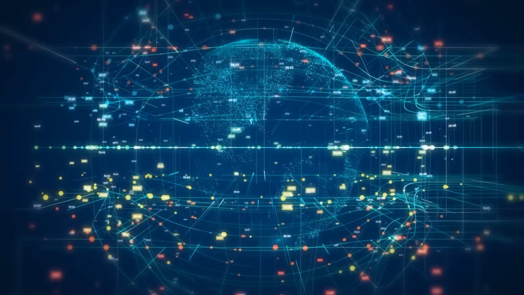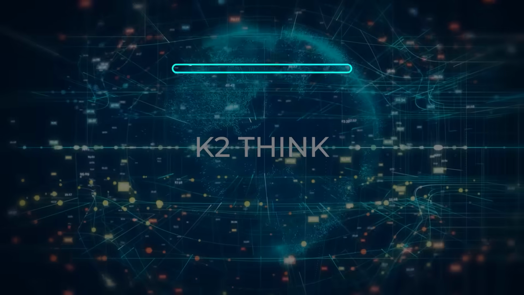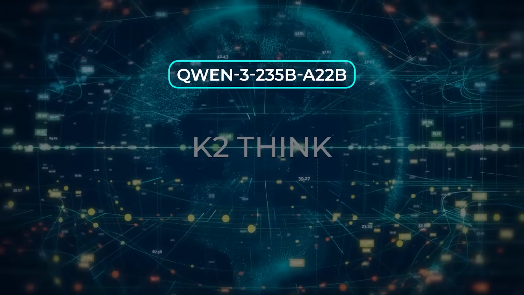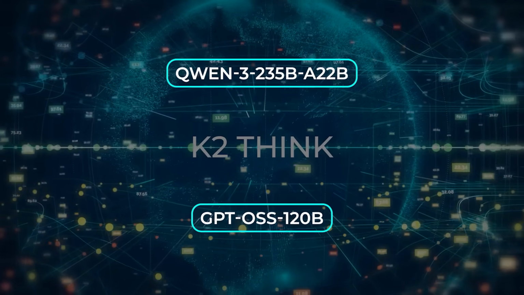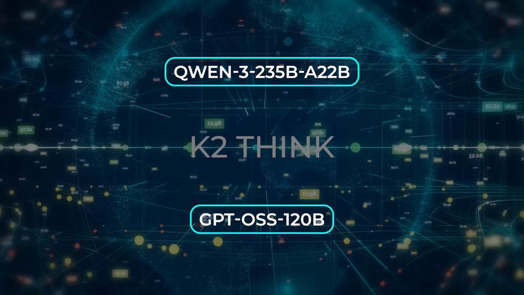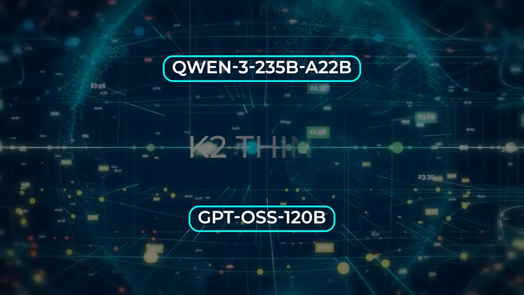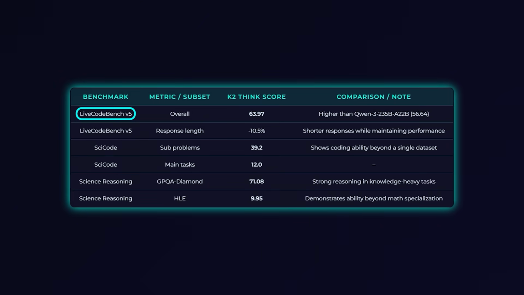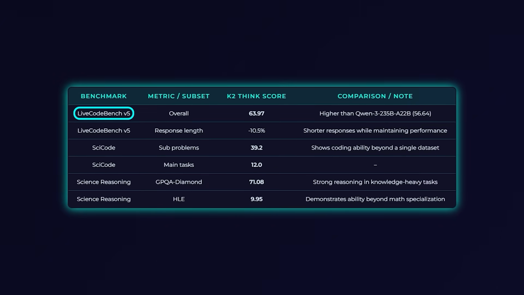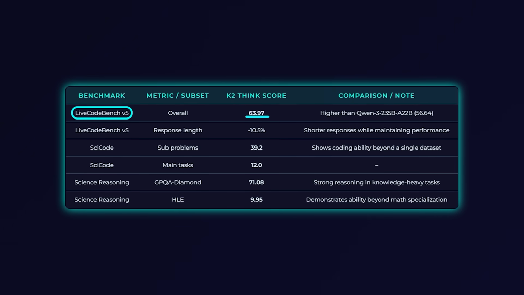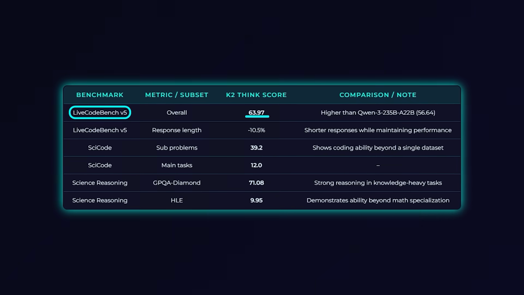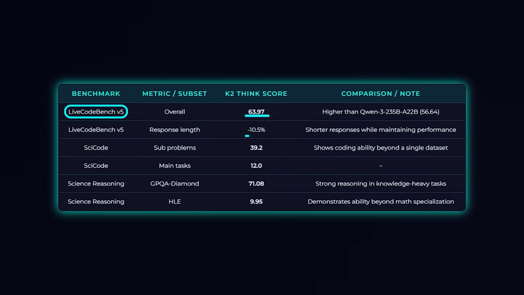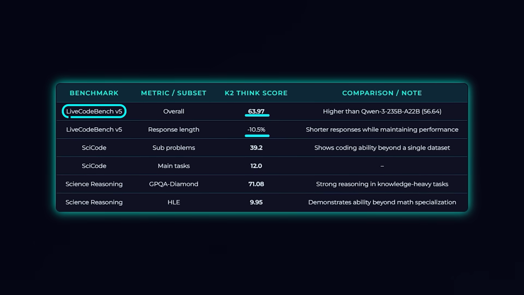And compared to other systems, its answers are actually shorter than Qwen 3, 235B, A22B, and in the same range as GPT-OSS-120B. Which makes these efficiency gains even more impressive. The pattern holds outside of math too. On LiveCodeBench V5, a major coding benchmark, K2 Think scored 63.97, ahead of Qwen 3, 235B A22B at 56.64, while also cutting response length by 10.5%.